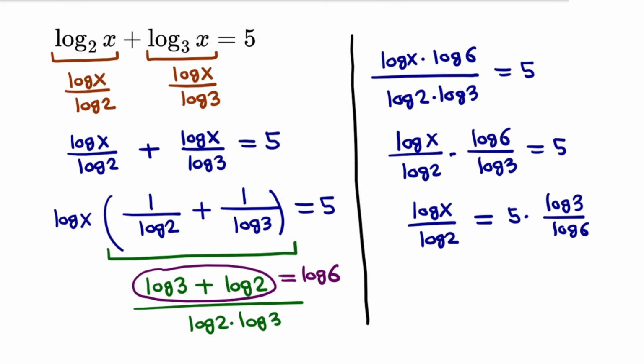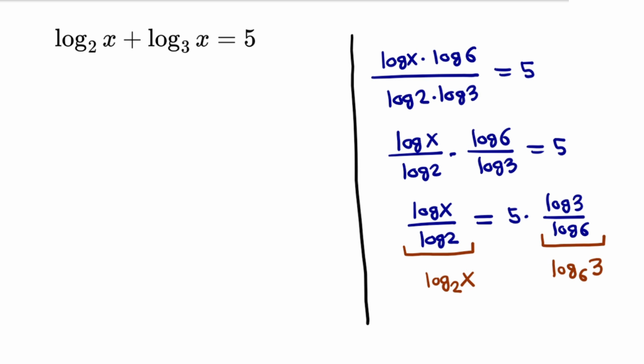And now we get to reverse the change of base formula. Log x over log 2 turns back into log base 2 of x, and log 3 over log 6 turns into log base 6 of 3. So the equation becomes log base 2 of x equals 5 times log base 6 of 3.